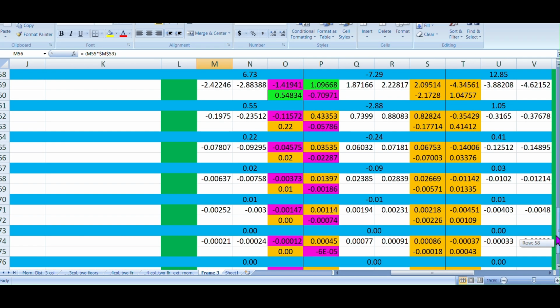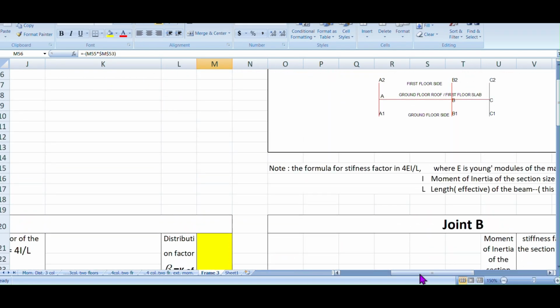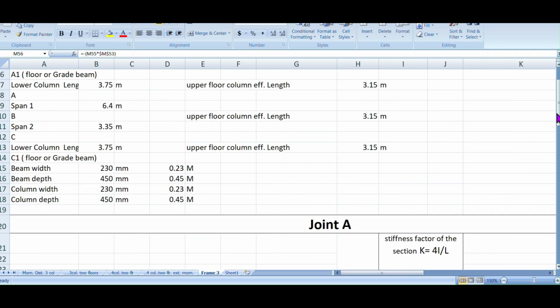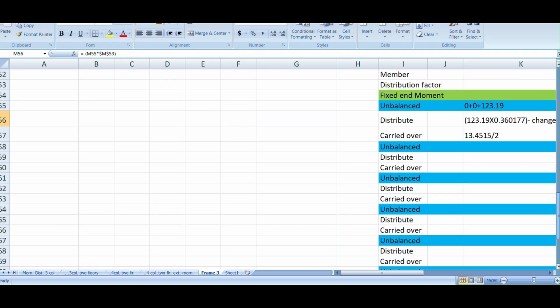If we change any measurement, any length or any span, the result will automatically change. In this way, we can find the bending moment of a column at any place within 1 or 2 minutes by changing the dimensions.